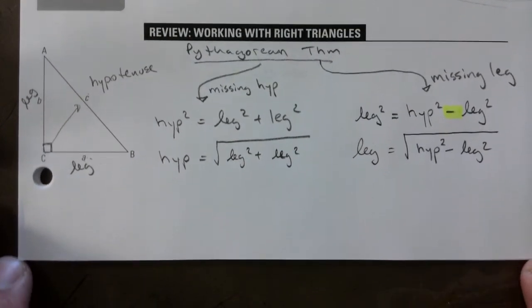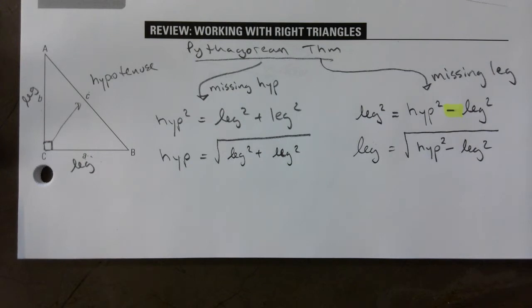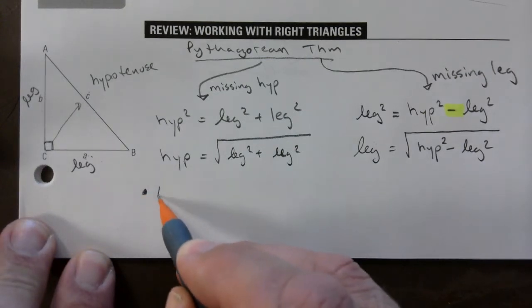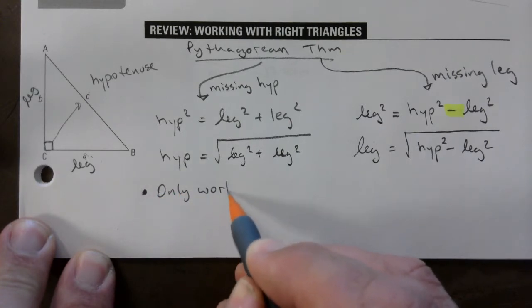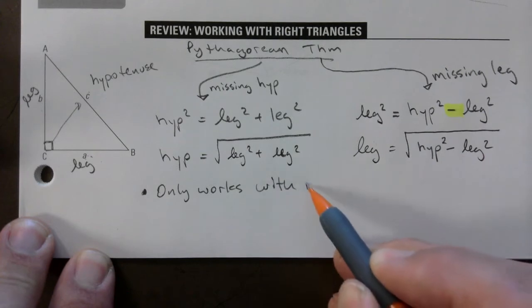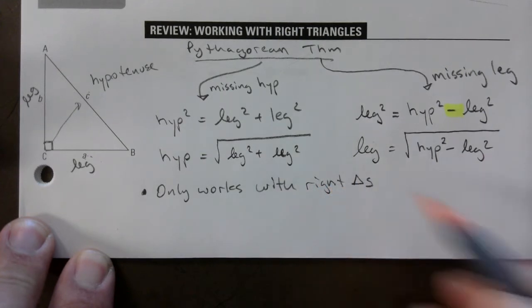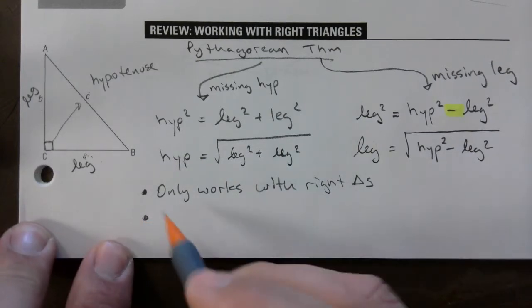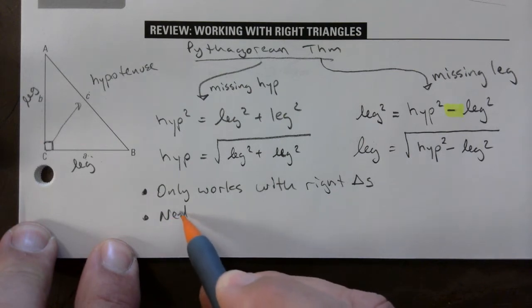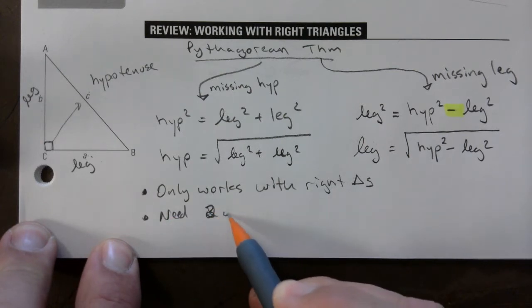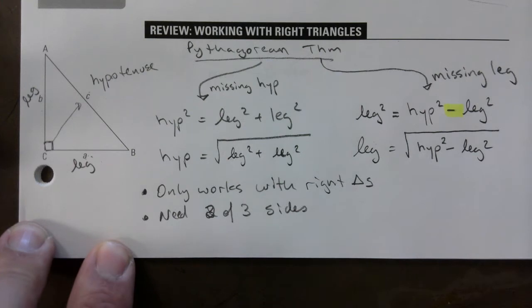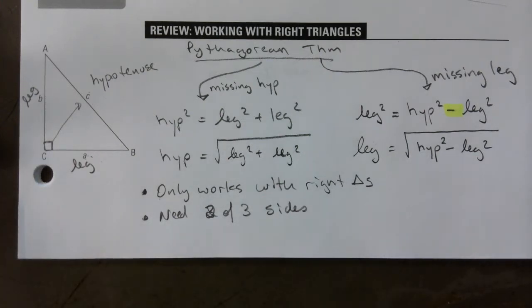This is going to be very handy to quickly find the third side because we're going to do a lot of right triangles. We're going to work with a lot of right triangles here. And remember this. I hope this makes sense. Only works with right triangles. Okay. Only works with right triangles. And you need 2 of 3 sides. Okay. Those are the conditions for Pythagorean theorem to work.